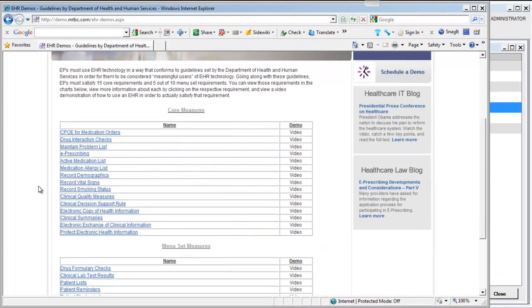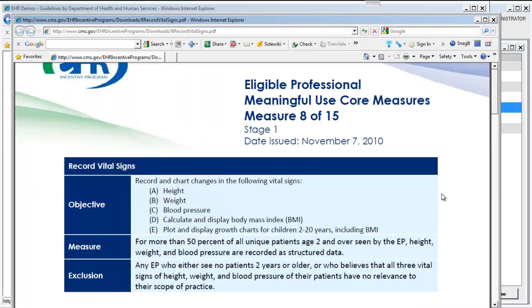First, let's open up the PDF from the MTBC website which details the Record Vital Signs core measure. This is the Eligible Professional Meaningful Use core measure number 8 out of 15. Record and chart changes in the following vital signs, and here there are 5 requirements: height, weight, blood pressure, calculate and display body mass index, and plot and display growth charts for children 2 to 20 years, including BMI.